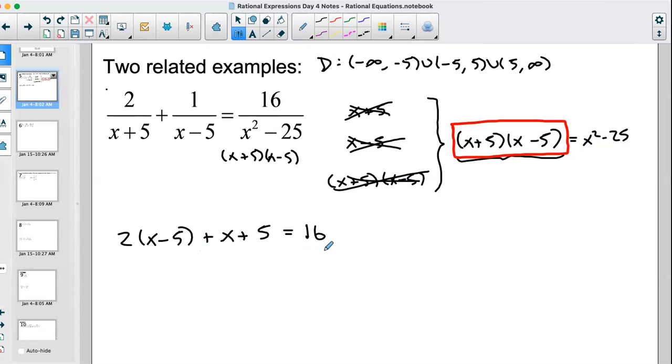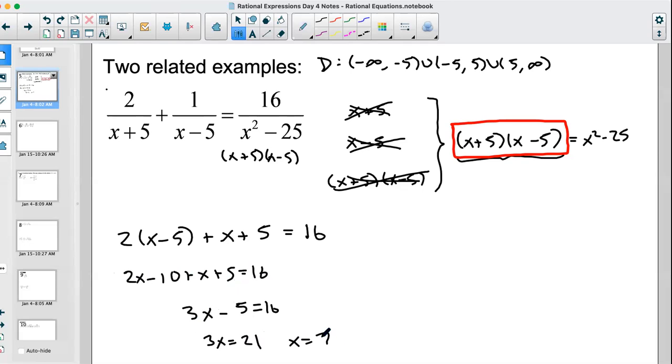You distribute: 2x minus 10 plus x plus 5 equals 16. So I get 3x minus 5 equals 16. So 3x is 21, so x is 7. So that's a reasonable number. If I look up here at my domain restriction to check it, this number 7 is not -5 or 5, so it passes that test. And like I said, generally, if it passes that test, it'll work, but we always just check to make sure.